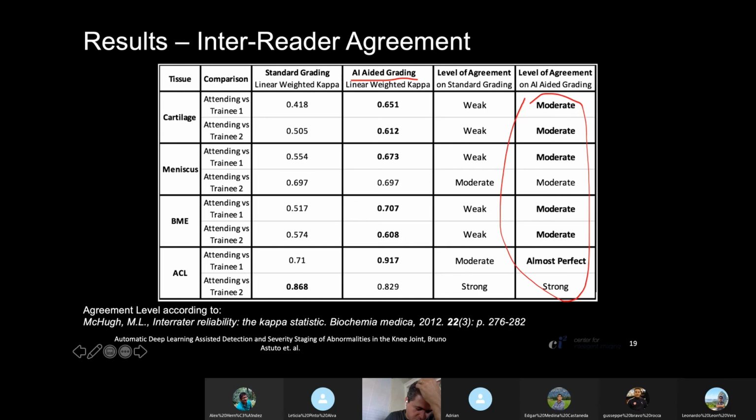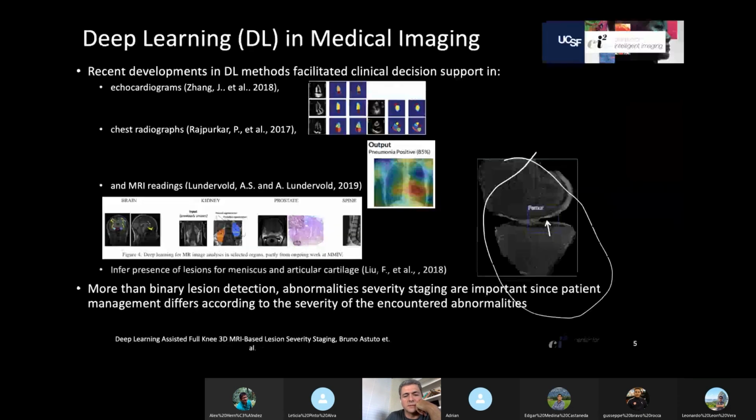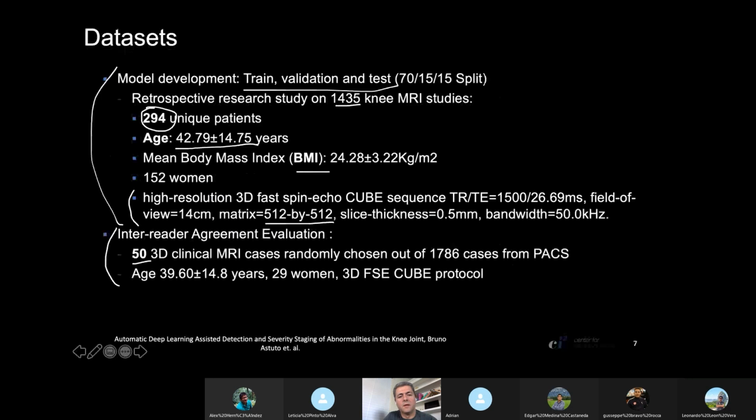Yeah, so as long as it's the same sequence, let me show you what I mean by the same sequence. So all the models were trained on high resolution 3D fast spin echo cube sequences. These parameters can change a little bit here and there, but slice thickness, the resolution of the image, and the sequence of the MRI need to be the same because the models were trained for this specific protocol.